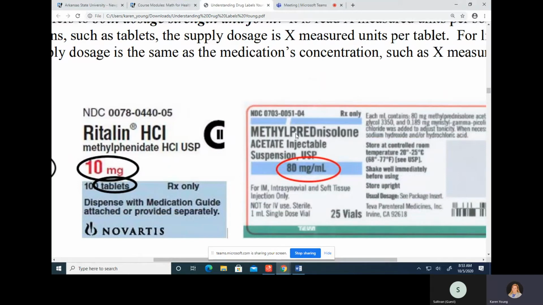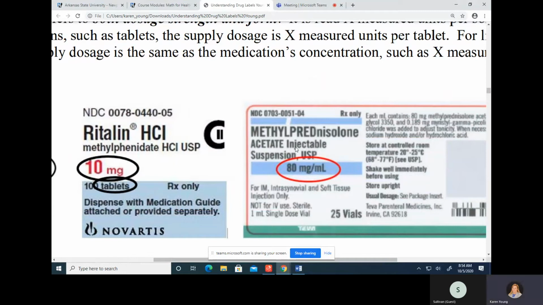But this is what's called tall man lettering. It distinguishes the look-alike, sound-alike drugs from one another. That's tall man lettering. Part of it's capitalized, part of it's lowercase. The capitalized part is the part that either looks like or sounds like another drug. So this would represent tall man lettering. And this is going to be my generic name, right?